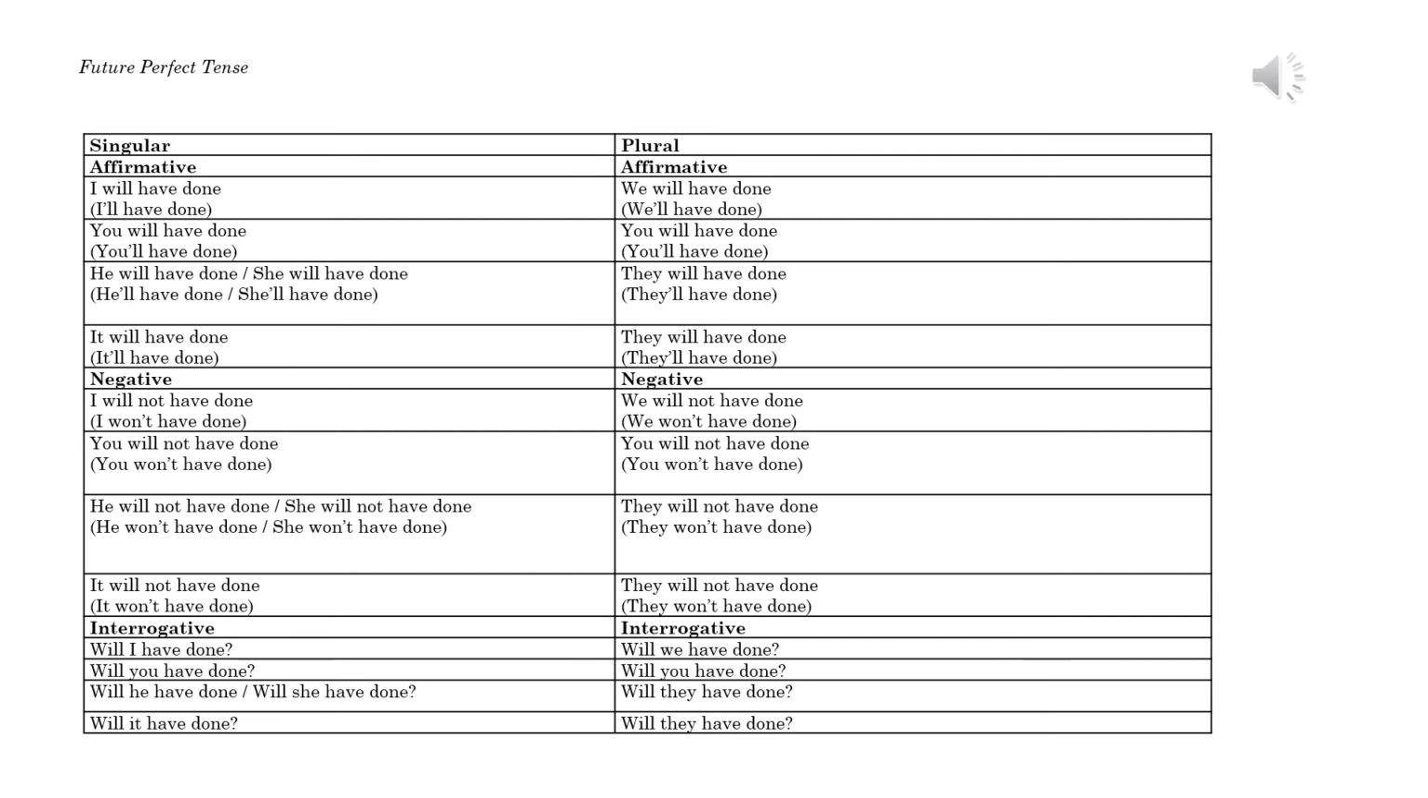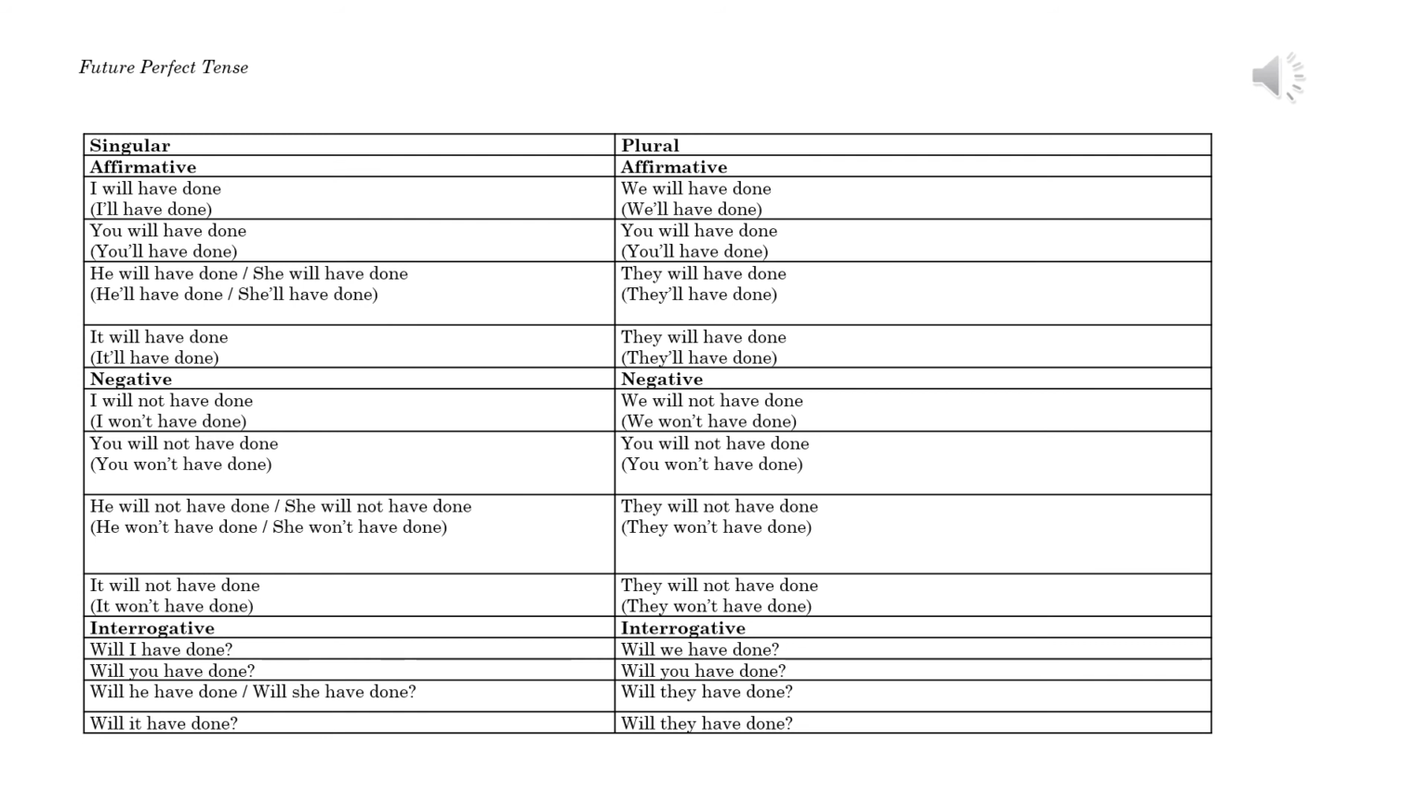Future perfect tense. Affirmative. I will have done. I'll have done. You will have done. You'll have done. He will have done. She will have done. He'll have done. She'll have done. It will have done. It'll have done. We will have done. We'll have done. You will have done. You'll have done. They will have done. They'll have done.